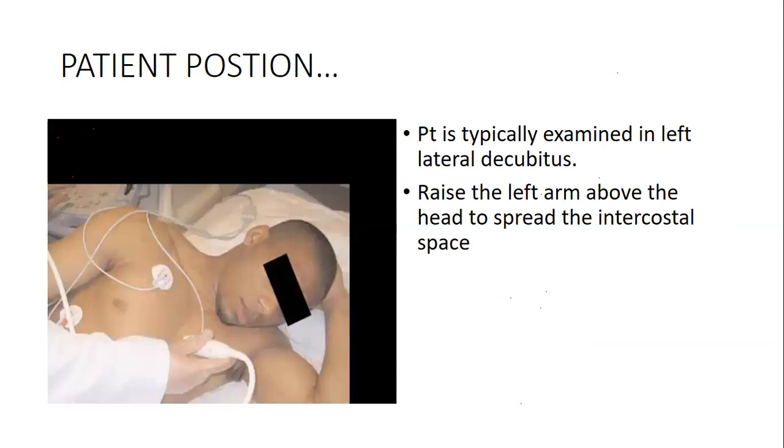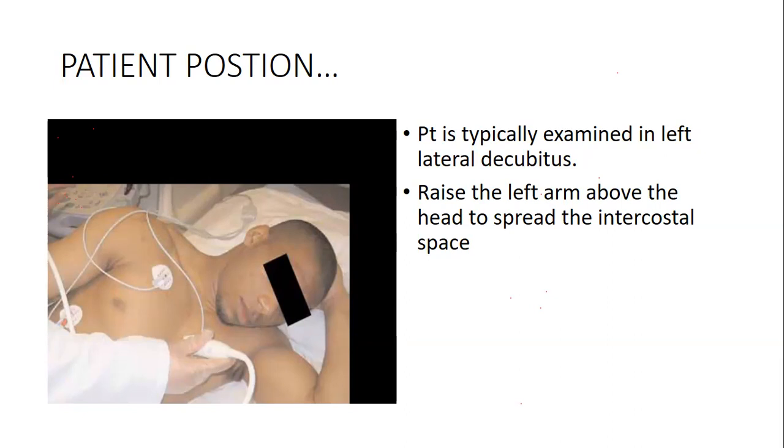So this is the patient positioning. For cardiac patient positioning for echo, the patient is typically examined in the left lateral decubitus. You let the patient sit in supine, and then the patient is in left lateral decubitus. The reason is very simple. You want the heart to become closer to the chest cavity, on the anterior chest, and then raise the left arm above the head to spread the intercostal spaces.